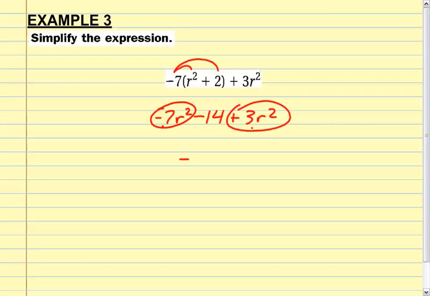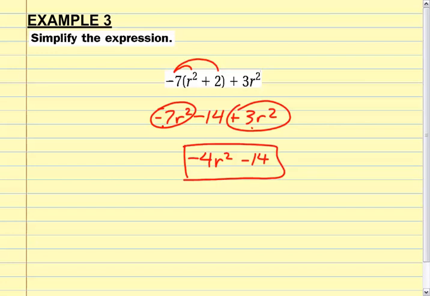Negative 4r squared. Now, oh, not negative 14. Come on, Mr. C. Negative 4r squared. What do I do with this negative 14, Bailey? I put it behind the negative 4r squared. Exactly. That's perfect. Good job.